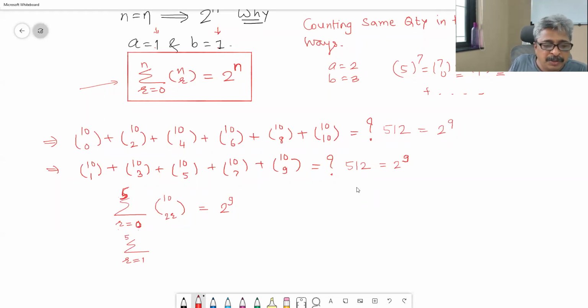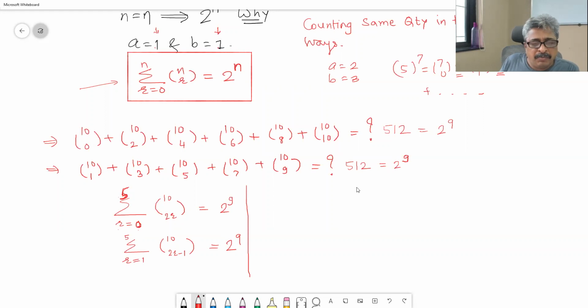There are 5 terms here. 10 choose r, r is equal to 1 to 5, 2r minus 1. Correct? R is equal to 2, 3. R is equal to 3, 5. R is equal to 4, 7. R is equal to 5, 9. Is also equal to 2 raised to 9.